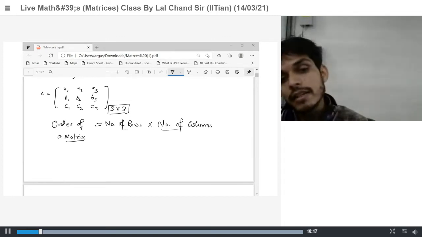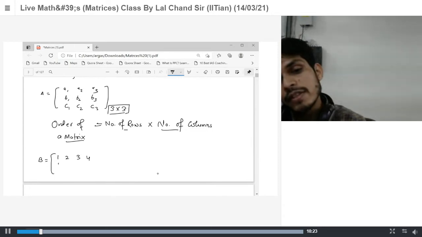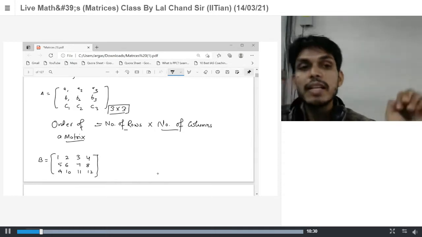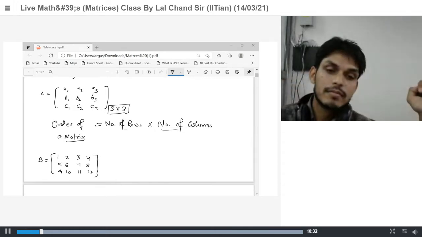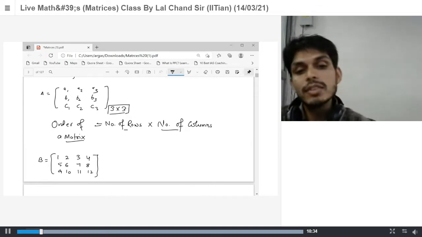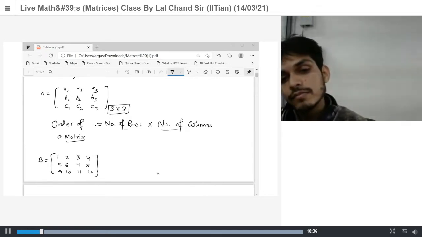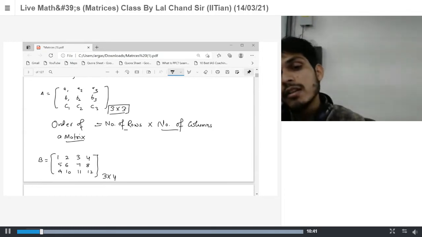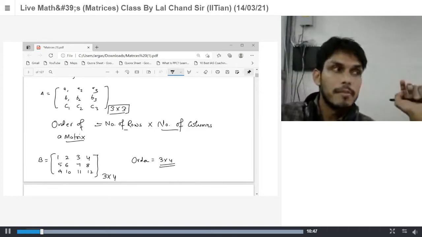So if I write a matrix B like 1, 2, 3, 4, 5, 6, 7, 8, then what will be the order of this matrix? How many rows are there? We have 3 rows. How many columns? 4 columns. So the order will be 3 cross 4 for this particular matrix.